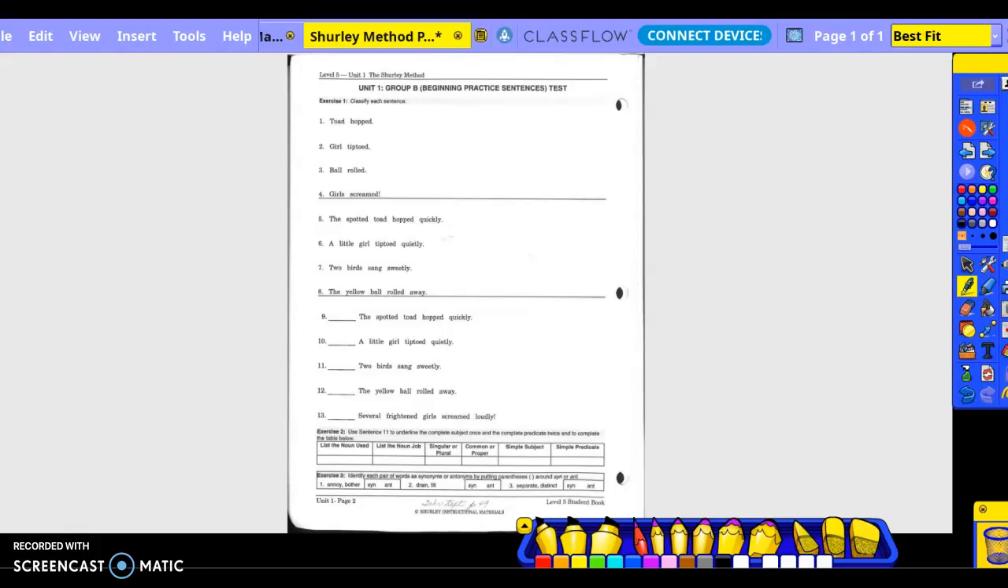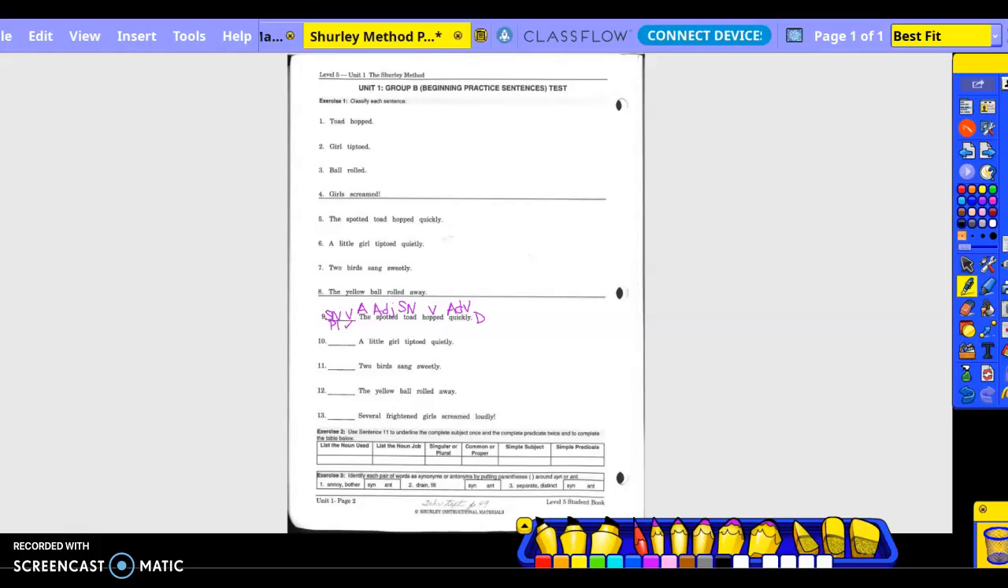The spotted toad hopped quickly. What hopped quickly? Toad, subject, noun. What is being said about the toad? Hopped, verb. Hopped how? Quickly, adverb. What kind of toad? Spotted, adjective. The, article adjective. Pattern: subject, noun, verb, pattern one, check. Period.